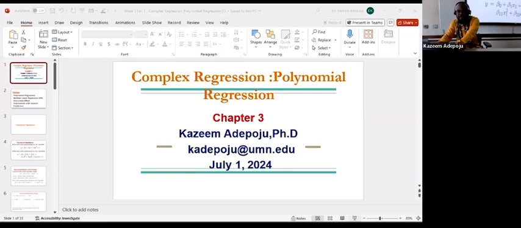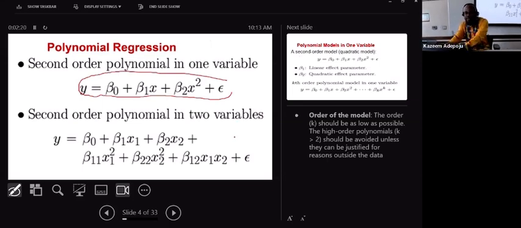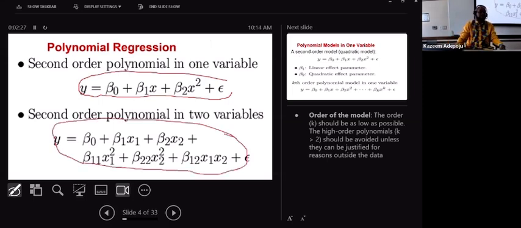here is actually called a second order polynomial in one variable. When I say one variable, this is having one predictor, one explanatory variable, except that we're looking at it in both linear and quadratic terms. Okay, and take a look at this. This is a second order polynomial in two variables. What are the two variables?